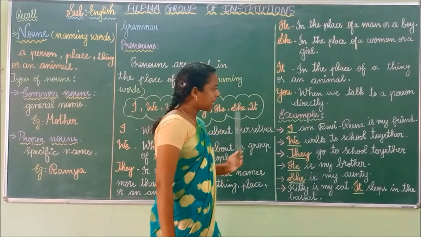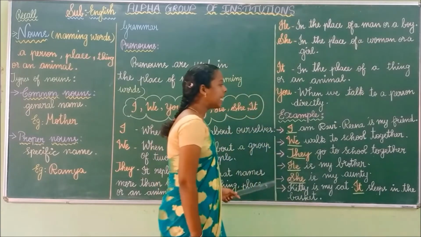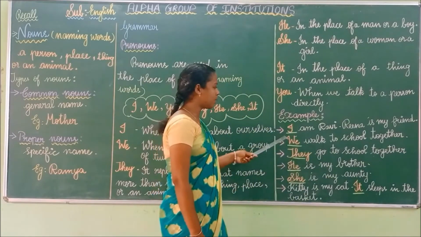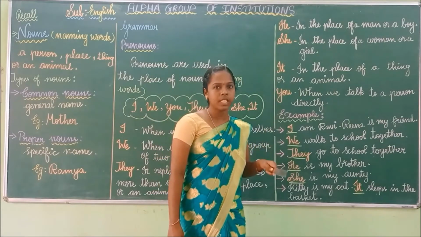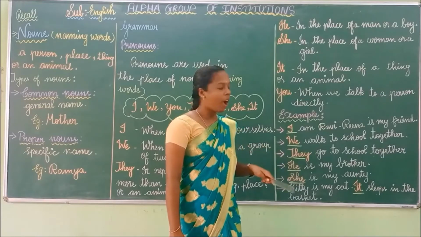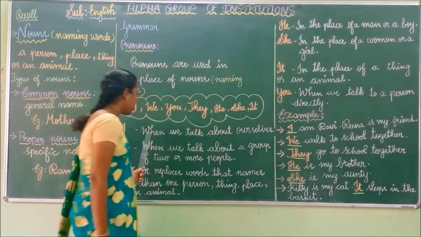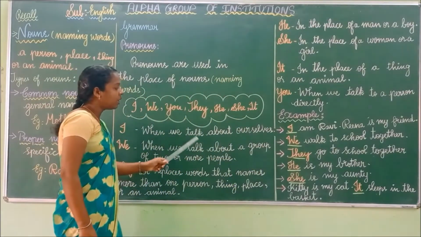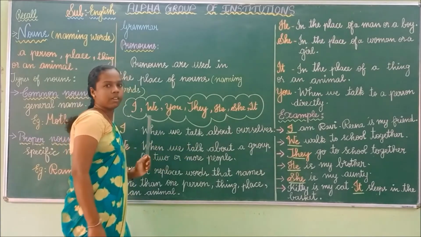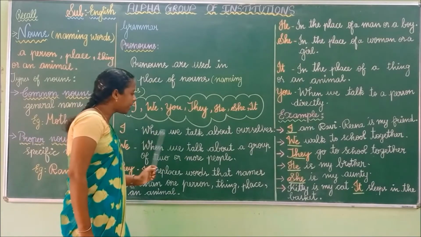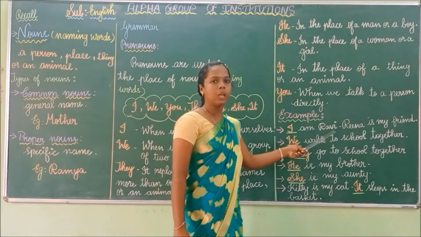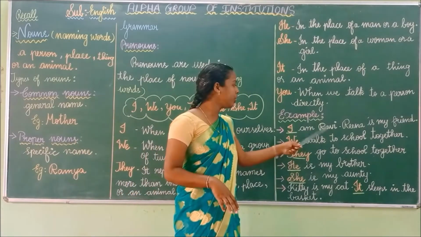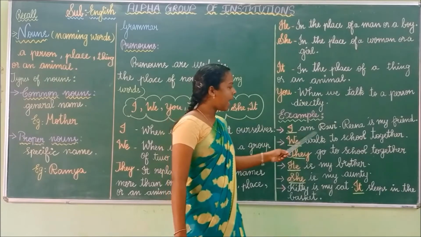Now we will see the examples. Look at the example. First one. I am Ravi. Here, Ravi is introducing himself, so I have to use I. When we talk about ourselves, we have to use I. Here, Ravi talks about himself. So we have to use I am Ravi.